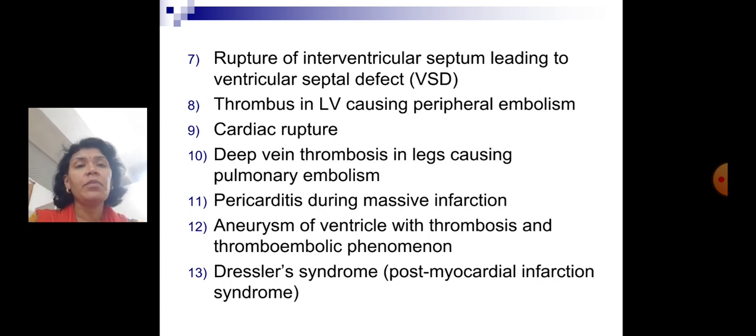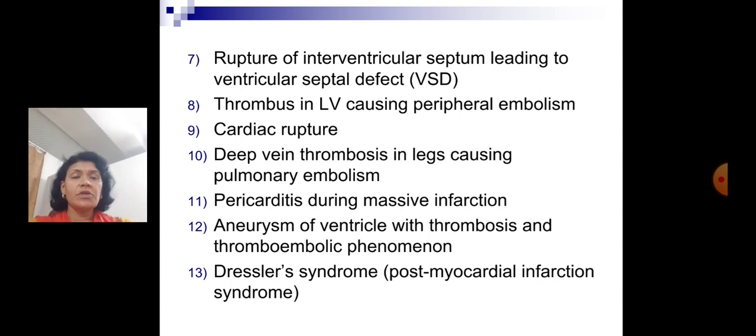Deep vein thrombosis in the legs can cause pulmonary embolism. There can be pericarditis during massive infarction. Aneurysm of the ventricles can be there along with thrombosis and thromboembolic phenomena. Then Dressler's syndrome, that is a post-myocardial infarction syndrome, can be there.